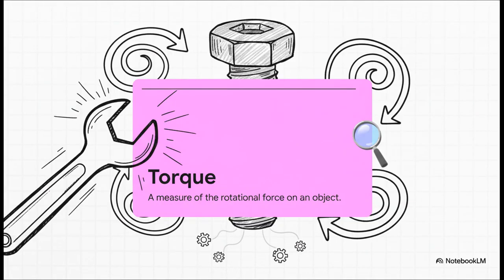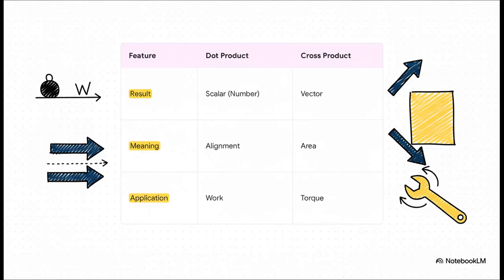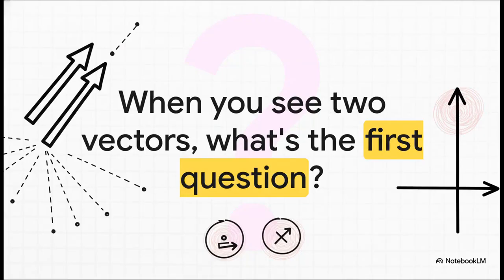All right, now for the cross product. Its classic use case, torque. You know, a twisting force. Torque is all about rotation, which needs a new direction. An axis. That's a job for the cross product. So let's nail this down. Dot product is for alignment, like work. Cross product is for area and torque. So the next time you have two vectors, just ask, do I need a number or a whole new direction?